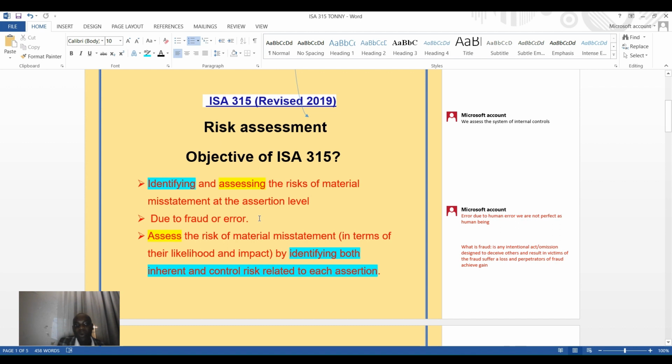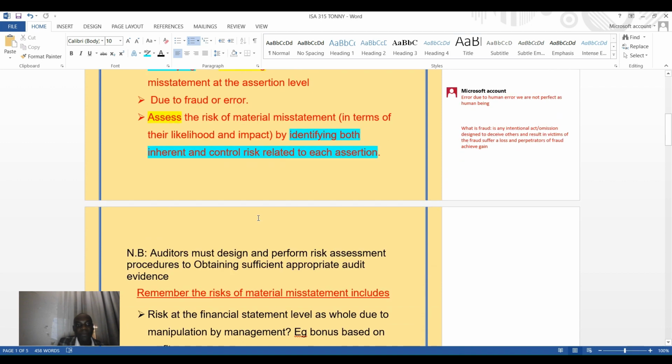And then when we assess the risk, we assess the risk by identifying both inherent and control risk related to each assertion. As you know, inherent risk is the risk in the absence of management's response, and control risk is the residual risk. It is the risk that remains after management have responded to the risk, the residual risk, which is control risk.